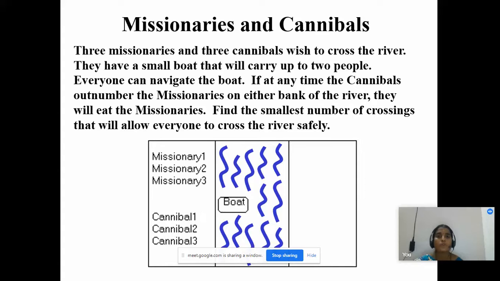Next, move to the missionaries and cannibals problem. The same scenario we are going to follow. Here 3 missionaries and 3 cannibals have to cross the river from one bank to the other. The maximum capacity of the boat is 2. One condition is mentioned: if at any point of time the cannibals outnumber the missionaries on either bank of the river, that is not allowed. The cannibals' count should not be more. That is the condition when they cross the river until all cross safely.